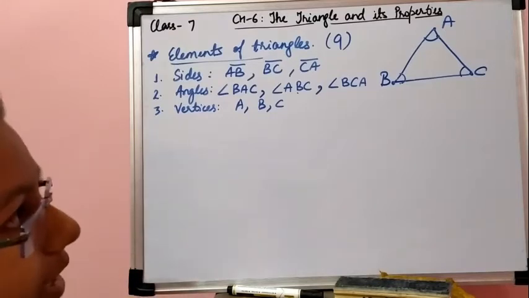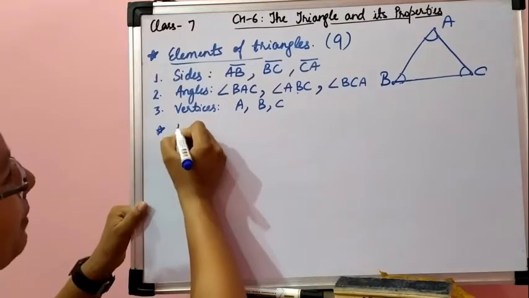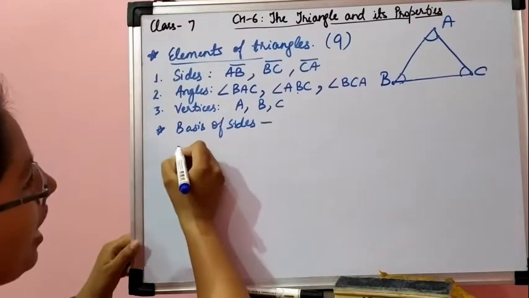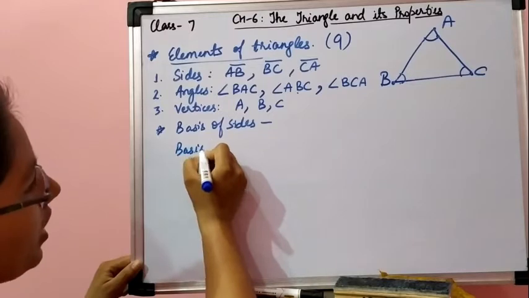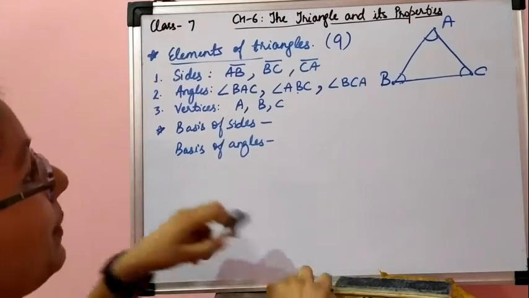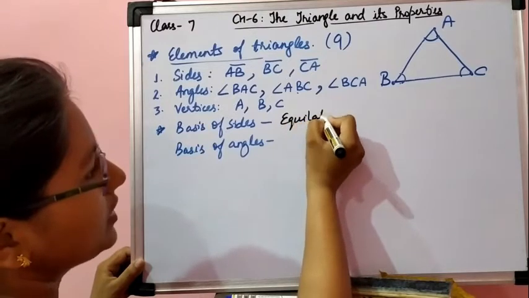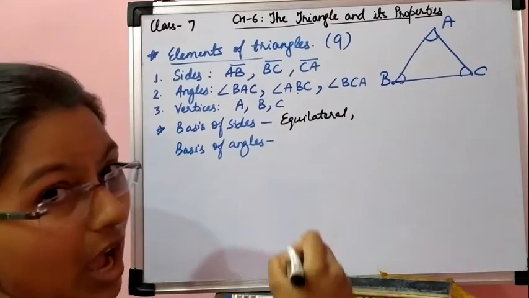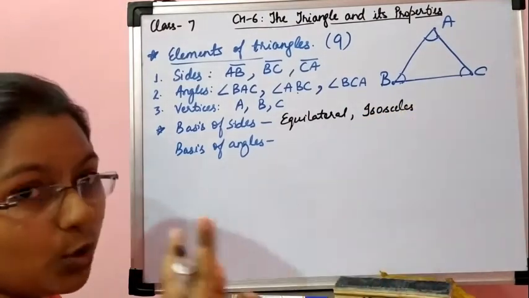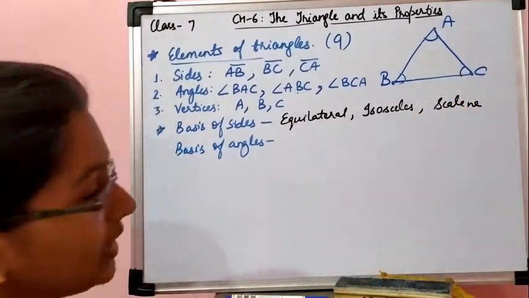And in class 6, you people have studied that a triangle can be classified on the basis of sides, and similarly on the basis of angles. We can classify the triangle on 2 bases. So on the basis of sides we have the equilateral triangle, meaning all sides equal. Another is the isosceles triangle, meaning 2 sides are equal. The third one is the scalene triangle, meaning none of the sides are equal.